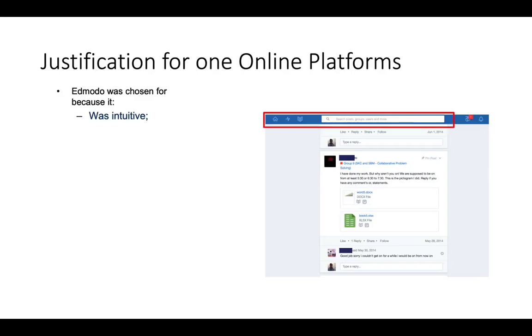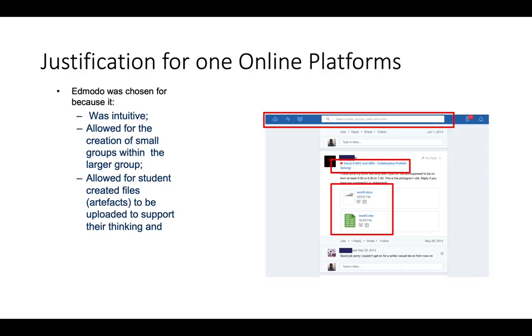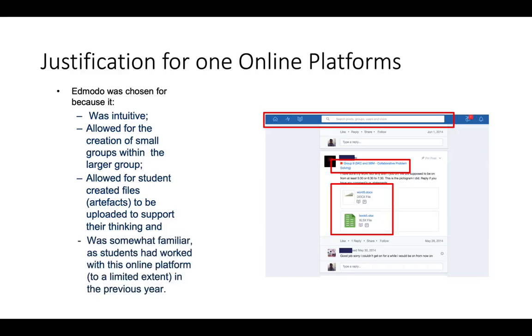I used Edmodo as the platform, and I used it for a few reasons. Firstly, because it was intuitive. Secondly, because it allowed for the creation of those small mixed ability groups within the larger group. It also allowed students to create and upload artifacts. So they made many different paint files, Excel files, and graphs to support their thinking and to display their understanding of the different problems that we gave them. It was also somewhat familiar to the students because they had spent time in the previous year just starting to get to know how to use Edmodo.